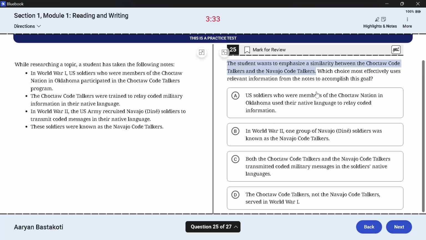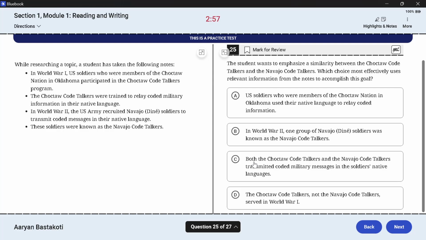In US soldiers who were members of Choctaw Nation in Oklahoma used their native language to relay coded information. Code talkers and Navajo code talkers. It does not talk about the Navajo code talkers in World War II. One group of Navajo soldiers was known as, not really. This does not talk about the Choctaw code talkers. Both the Choctaw code talkers and Navajo, both, since the first letter starts with both.